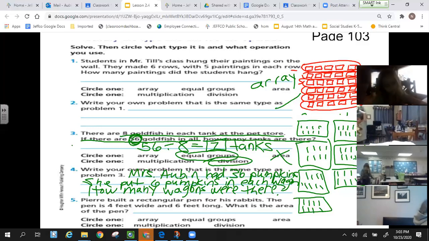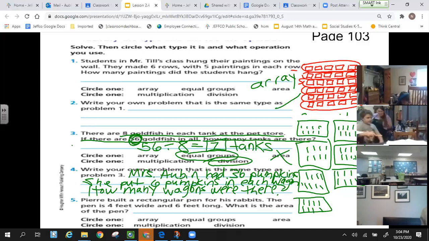I'm going to let Sunny share real quick. I think it's good for us to hear each other's. Gives us an idea. There were 96 candy in all. She wanted to put 10 in each packet of candy. How many packs were there? Okay, there were 90 maybe pieces of candy in all. She wanted to put 10 in each pack. How many packs were there?